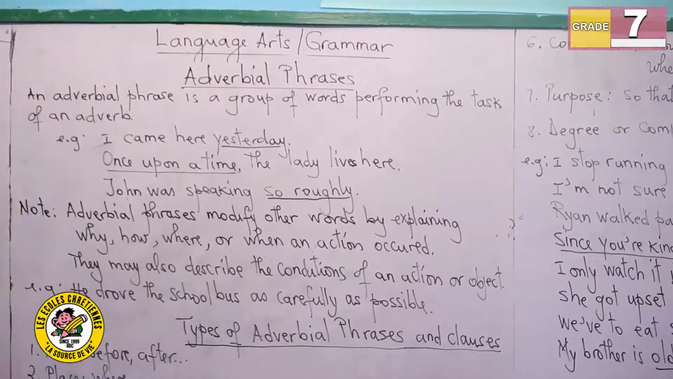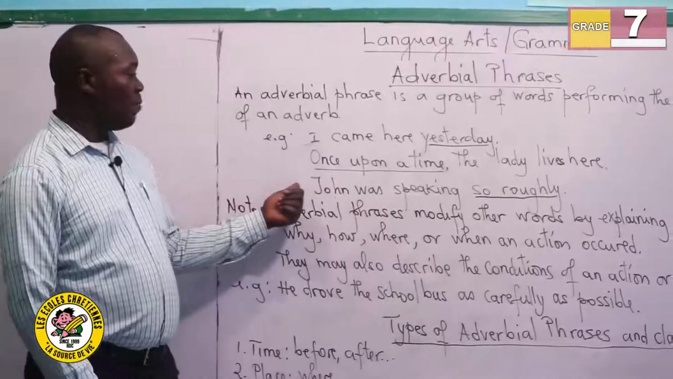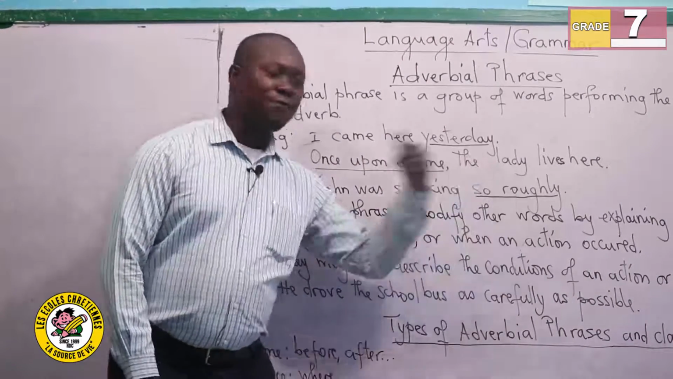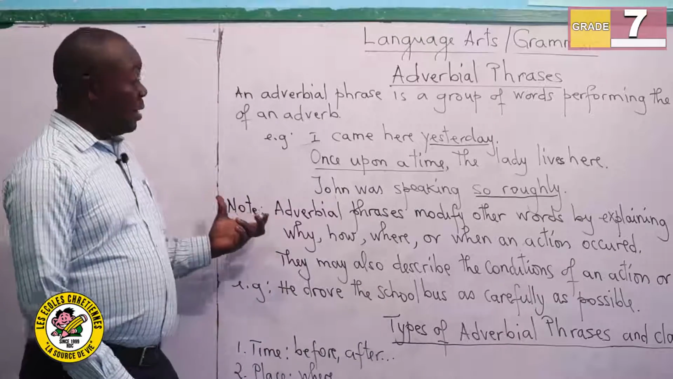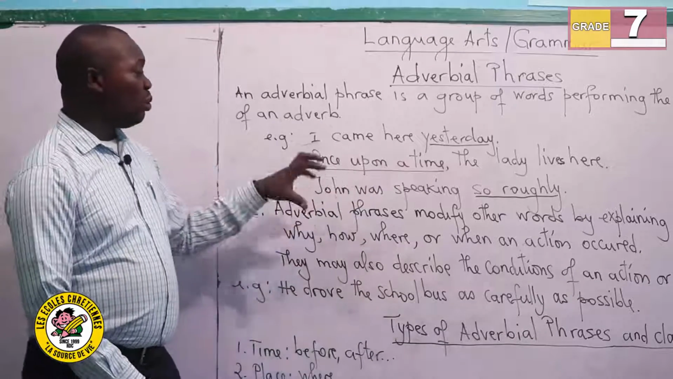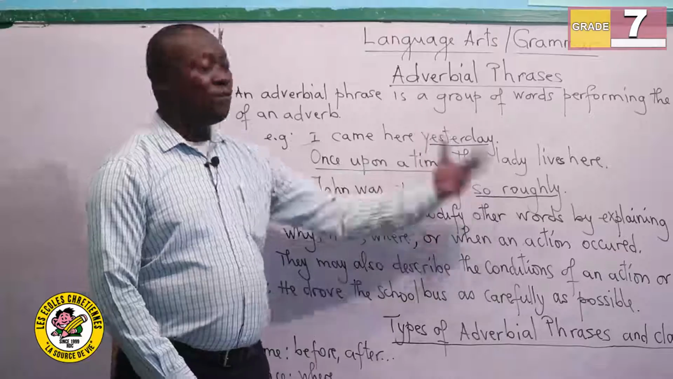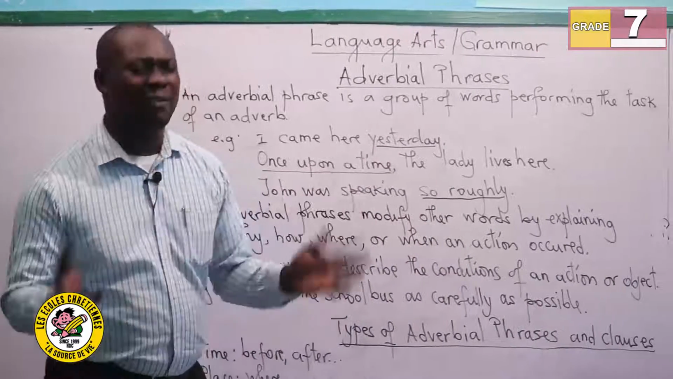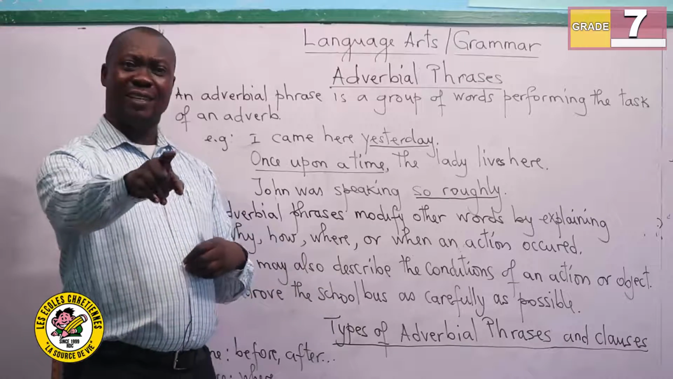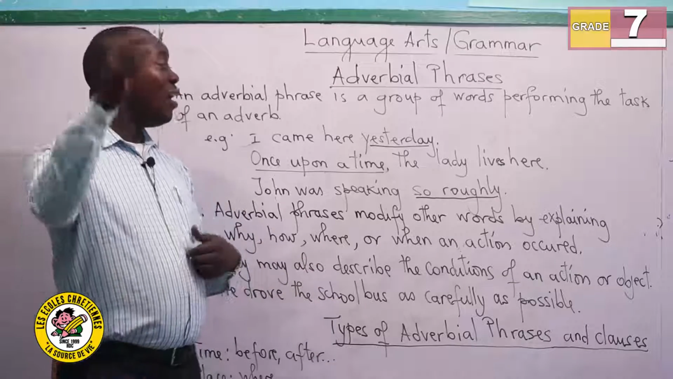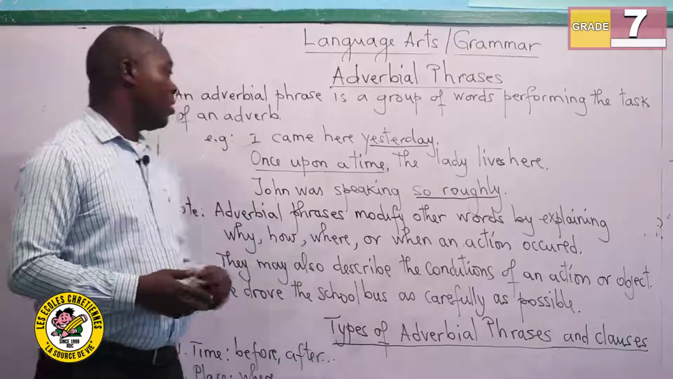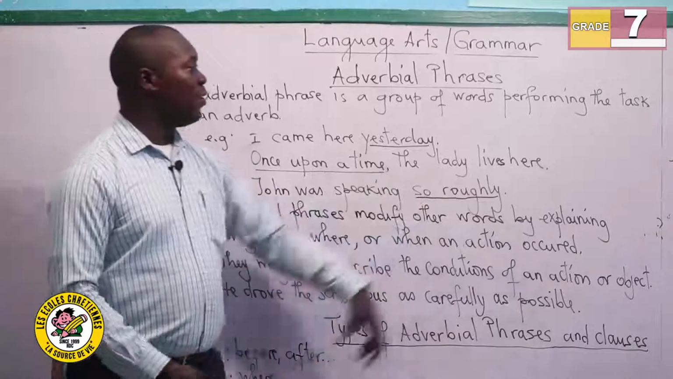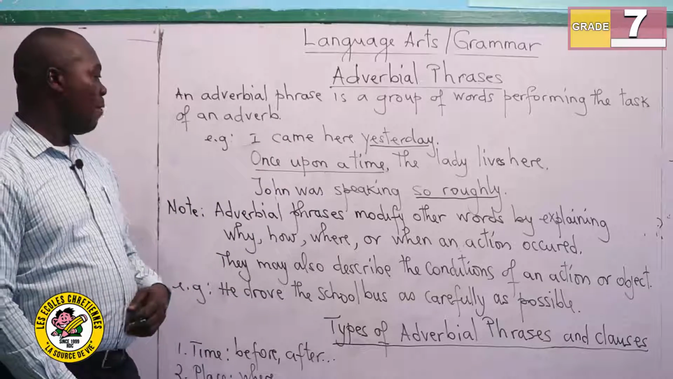Let's come back here. In the middle, the last example we have. John was speaking so roughly. Very nice. What are we going to do in order to find our adverbial phrase? John was speaking how? Very good. John was speaking so roughly. So roughly here is our adverbial phrase.